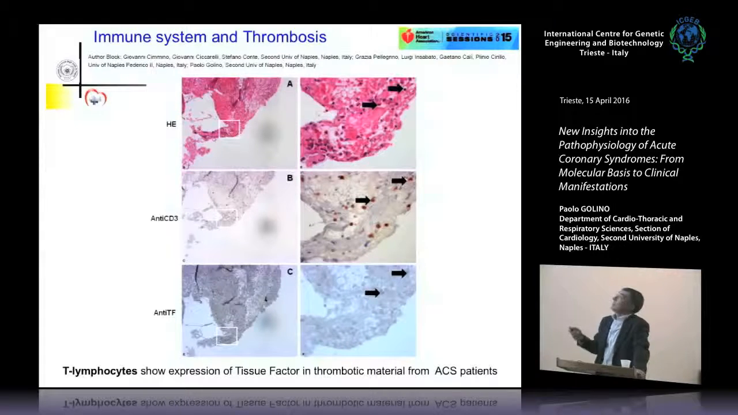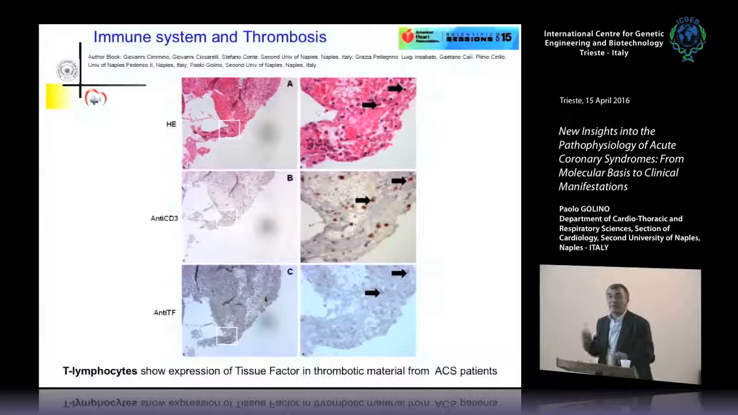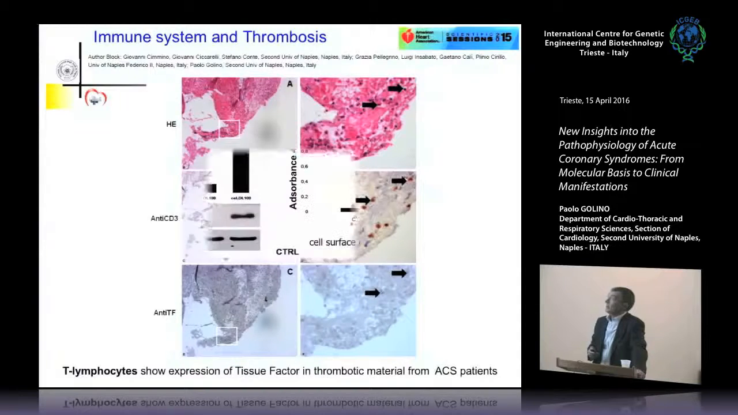And we saw that this is the thrombus, H and E coloration. This is an immunohistochemistry staining for CD3 positive cells. Some of them are positive for tissue factor. So also within the thrombus, we have activated lymphocytes expressing active tissue factor. And I think that this is almost convincing that this phenomenon is also occurring in patients.